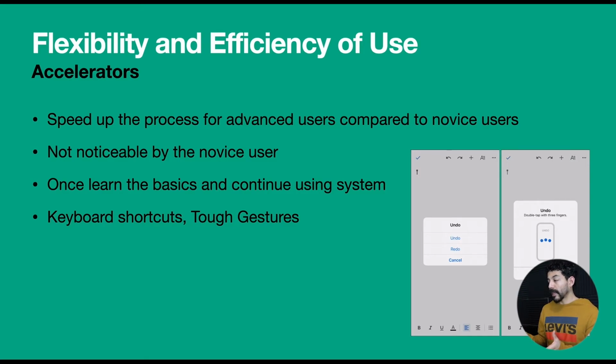So here on the right side, we have that 3 taps is undo. And then also in software, there's Control Z, Command Z for undo, and Control Shift Z, Command Shift Z. Those are all shortcuts that a more experienced user uses. So always have that available in your design. So that's a good thing.